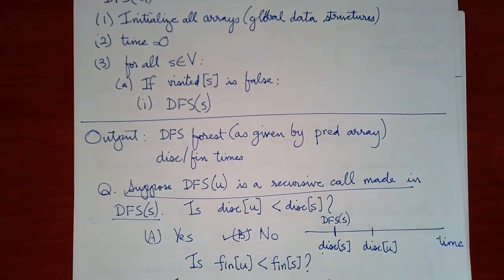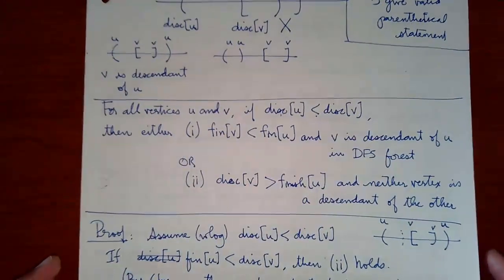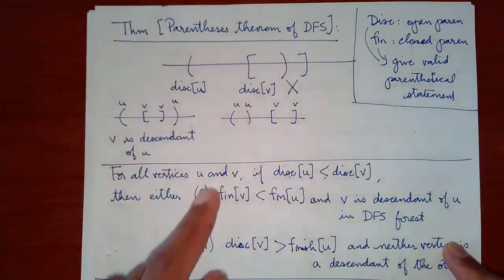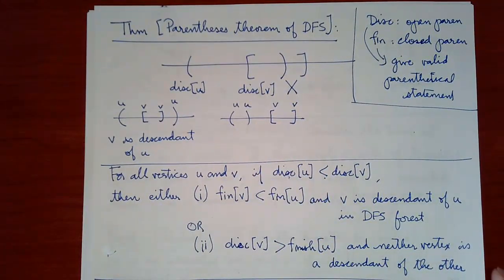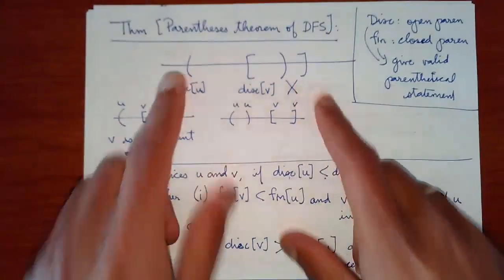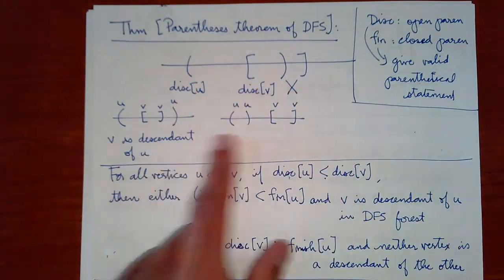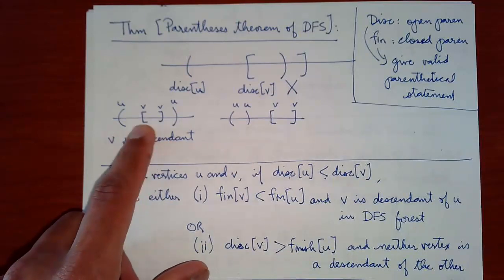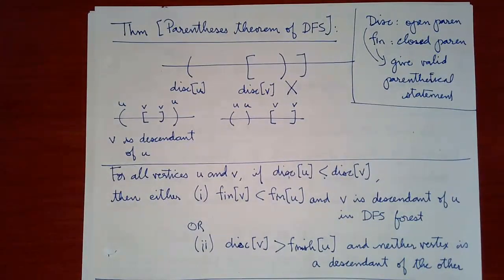And DFS on G, the whole graph, is simply done by running DFS on all unvisited vertices. Now, the key property over here is the Parentheses Theorem that basically says that the discovery times and the finish times form a parenthetical statement. If you think of these as intervals, the lifetime interval of DFS of U and DFS of V, if the interval for V is contained in the interval for U, then V is a descendant of U in the DFS forest. So this we had discussed.